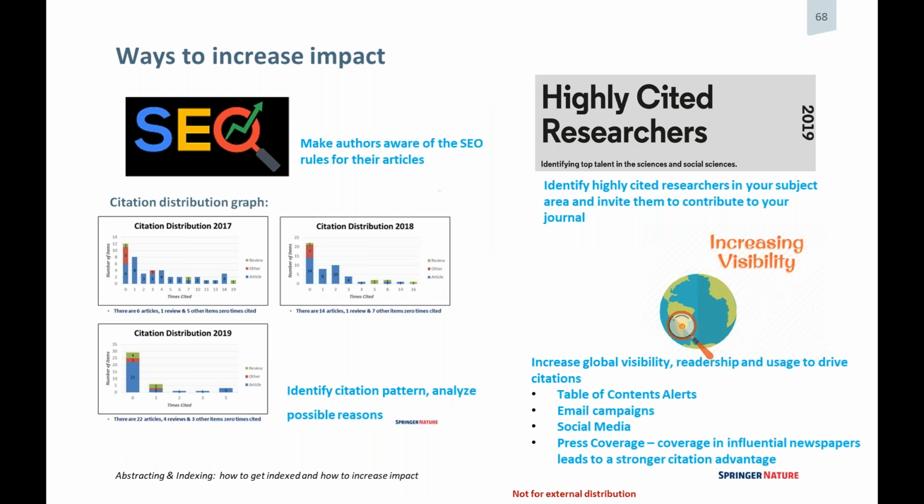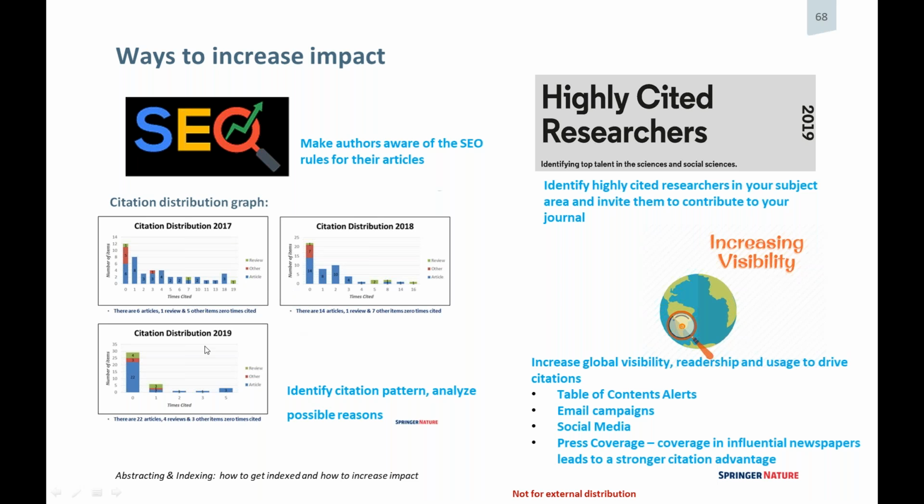Okay, keep the SEO, search engine optimization rules in mind, because as I already explained, everything is computerized, machine readable. So you want to make sure that you are incorporating search engine optimization rules within your title and abstract to get discovered quickly. Citation distribution graph here, the slides, these are part of the report that we prepare.